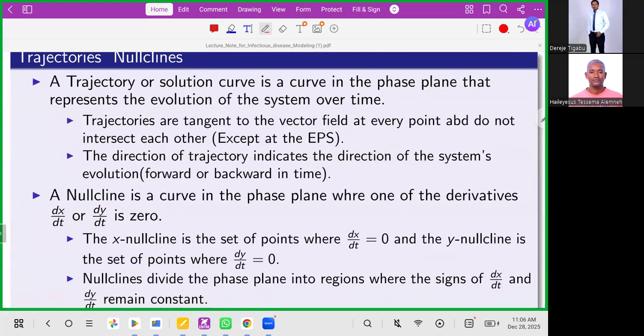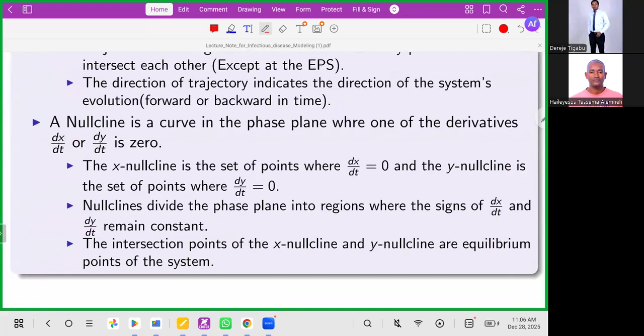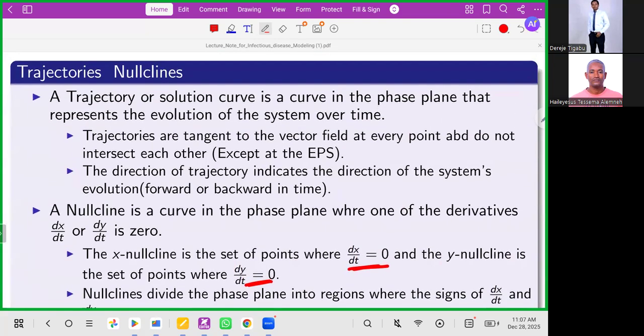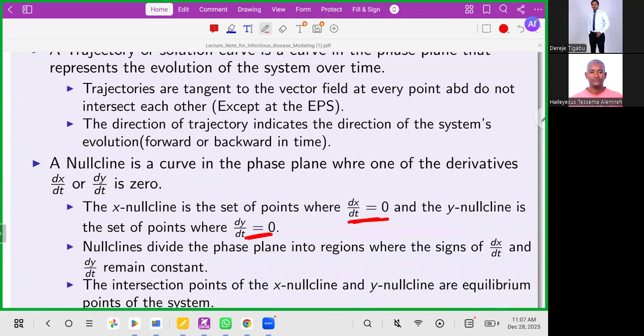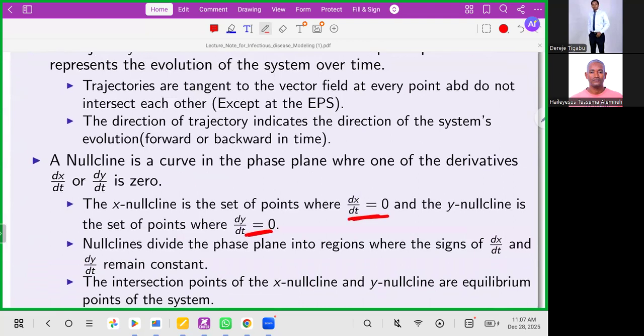More nucleons are related to this: we have two nucleons, the x nucleon, by making dx by dt 0, and the y nucleon, by making dy by dt equal to 0. It's just a diagram. So a trajectory is a solution curve to the given system of differential equations. I've put the highlights there, you can see them. The nucleon concept comes up when we consider the predator-prey model.